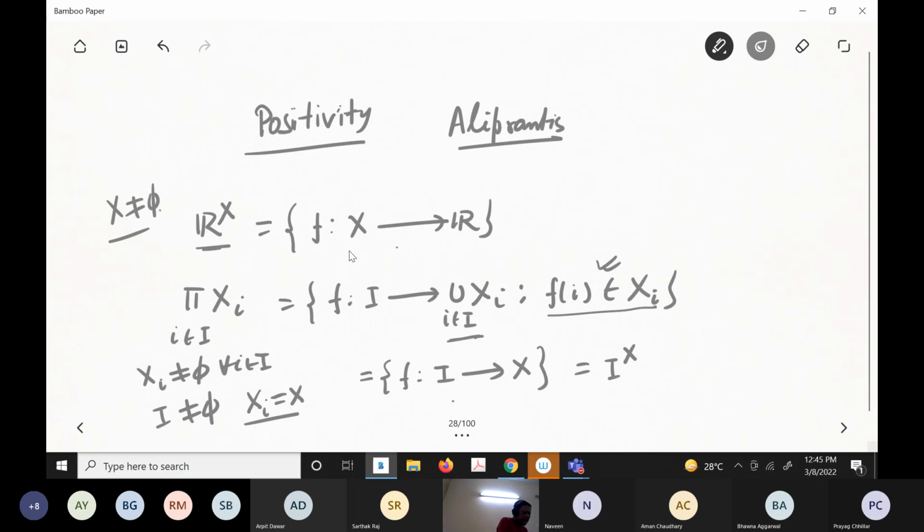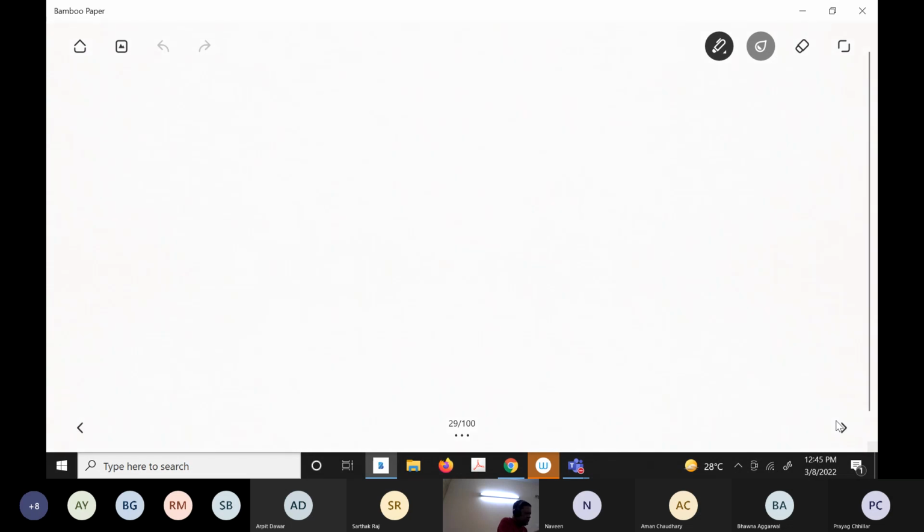Here, this is your index set. Here each X_i is actually R and I is equal to X actually. So you are getting R to the power X, which I explained last semester, this collection of all functions. Similarly, that is a function space. Particularly it is a vector lattice. You should know that a function space is a vector lattice, but it is a collection of functions.